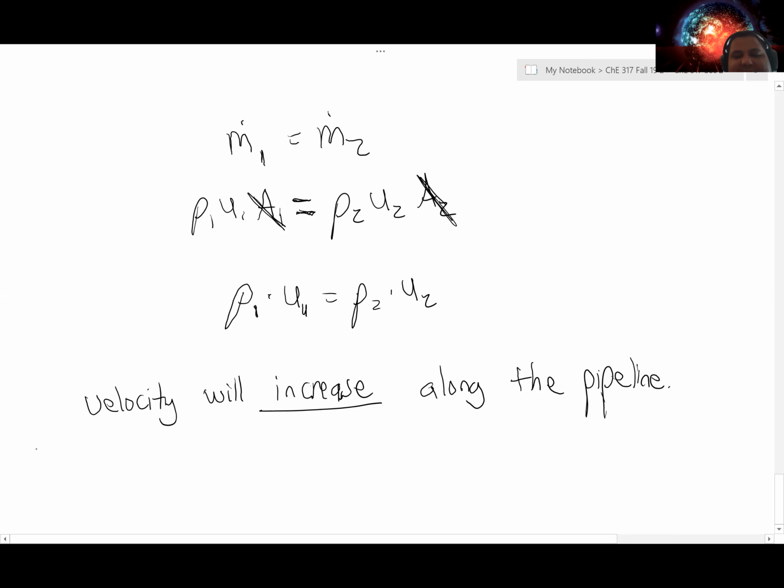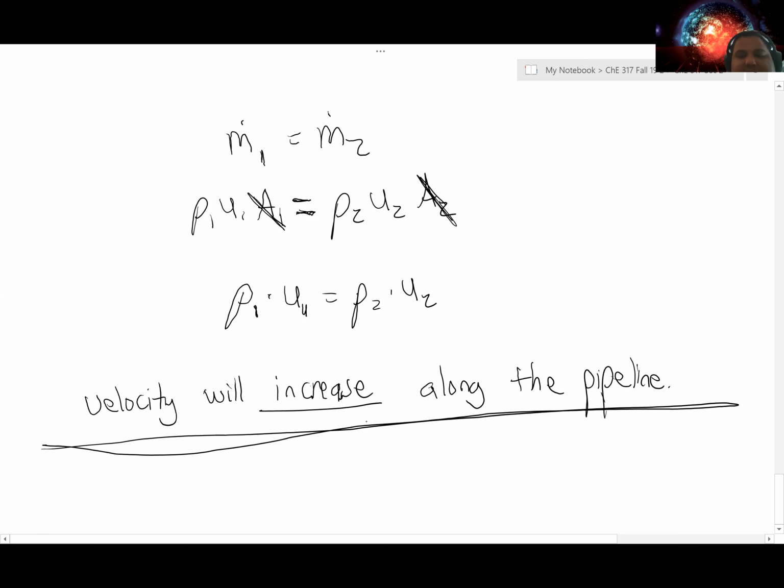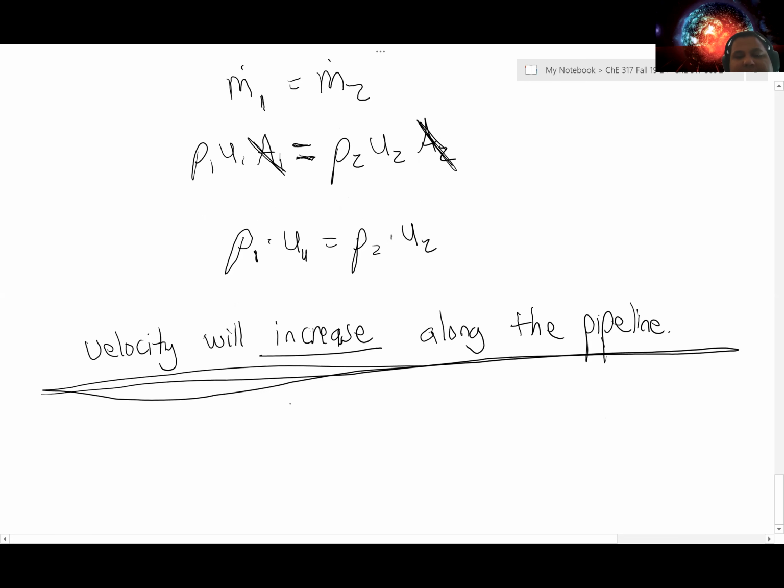Right, and this is a special consideration for compressible flow. So keep this in mind. For compressible flow, I'm going to try to make some space. Actually, it's probably a lot clearer if I just write for compressible flow.